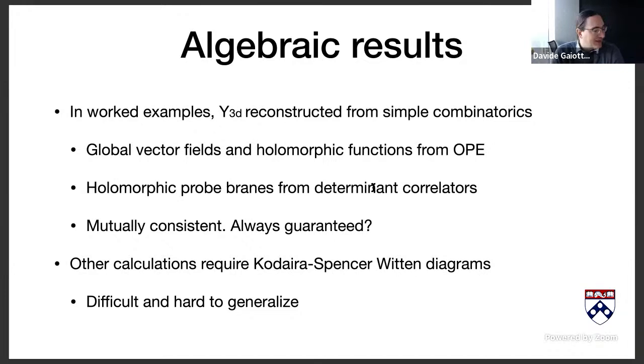But right, as I was saying, some of these calculations could be done combinatorially. Some others require heavy-duty Kodaira-Spencer calculations, Feynman diagrams, in whatever Calabi-Yau geometry you have. And those seem to be harder to generalize or consider abstractly, especially if these Calabi-Yaus are replaced by non-geometric objects.